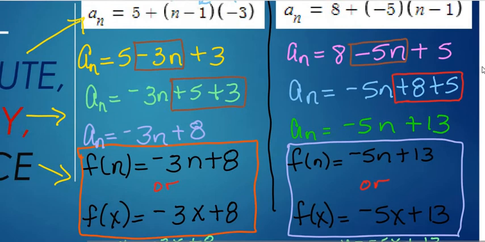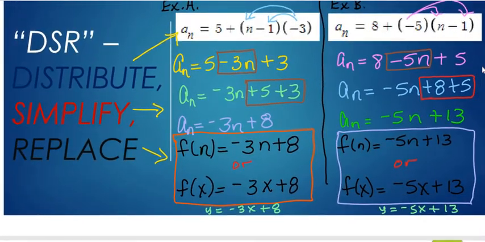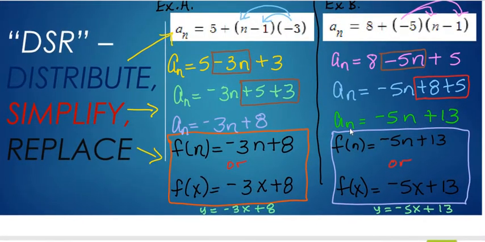Then, after we simplify it, we are going to replace it. Replace a of n with f of n right here. So you have f of n equals negative 5n plus 13, or you can say f of x equals negative 5x plus 13. This is the same thing as saying y equals negative 5x plus 13.